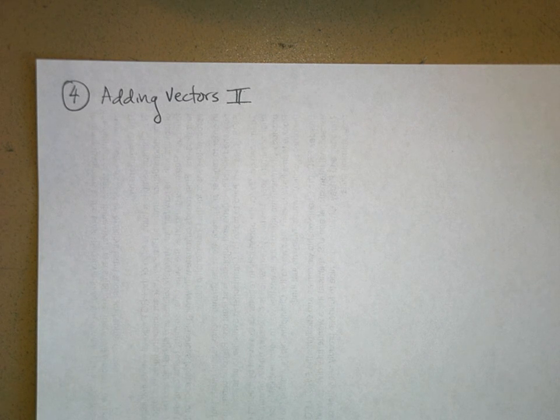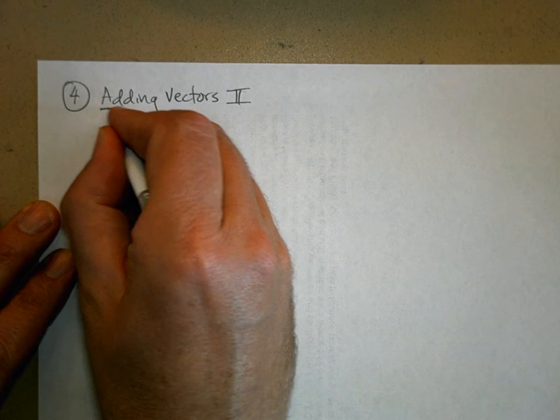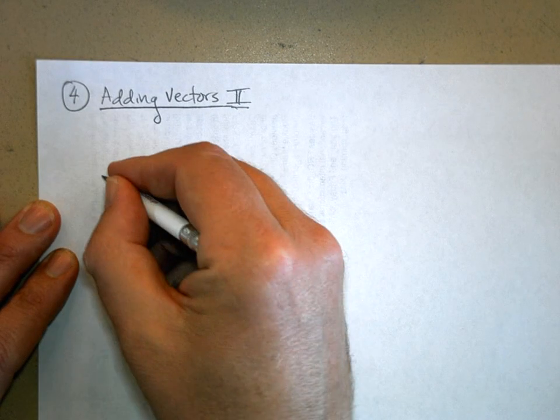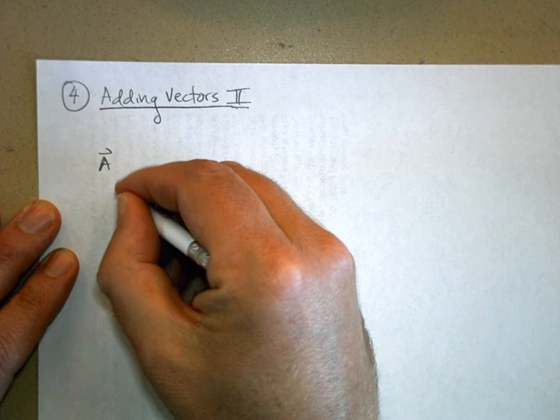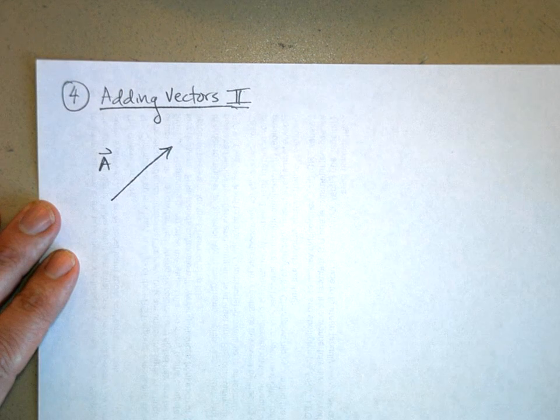If you notice in adding vectors 1, vector A and vector B, one of them lined up with the x-axis or with the y-axis, but now we're going to have vectors that we're going to add together that have components in both the x and y direction. And we're going to learn how to handle that. So, for example, let's take a look at vector A. Let's say vector A looks like that.